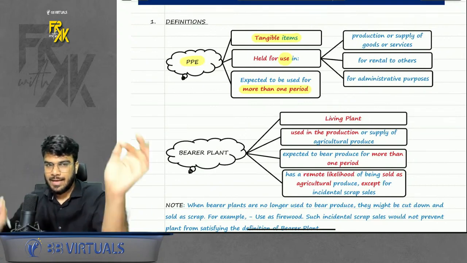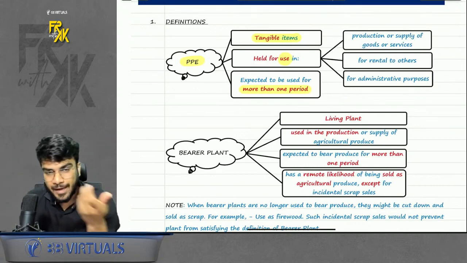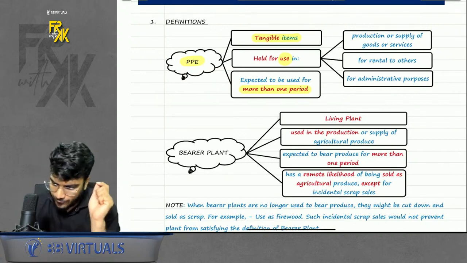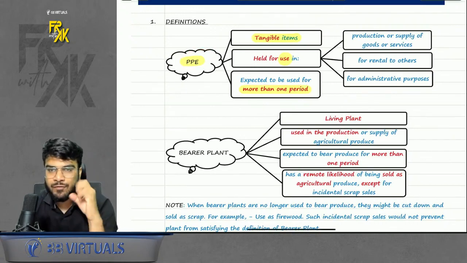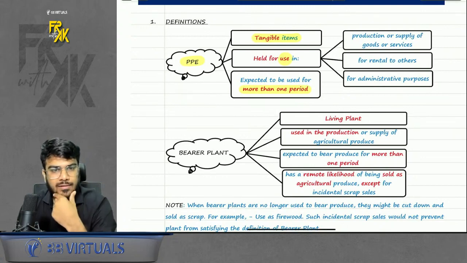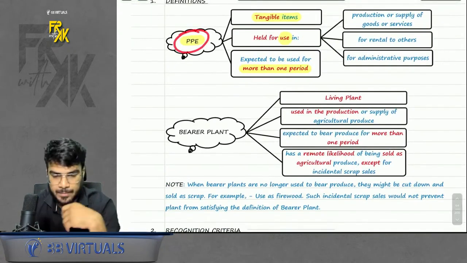Whenever you get any benefit from any item for more than 1 year, it becomes an asset for you. And when you get the benefit for less than 1 year, it becomes an expense for you. That is why for PPE to be an asset, you should be able to extract benefit for a period of more than 1 year. Is this clear to everyone? Okay, cool. Let's proceed further. So this was the definition of PPE.